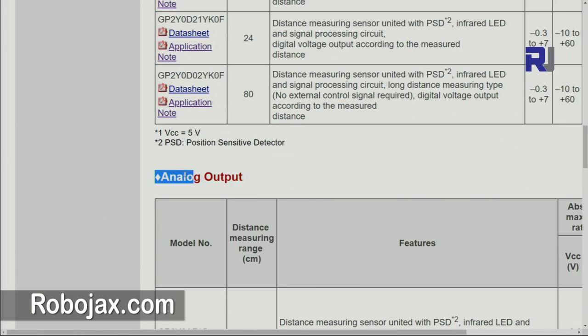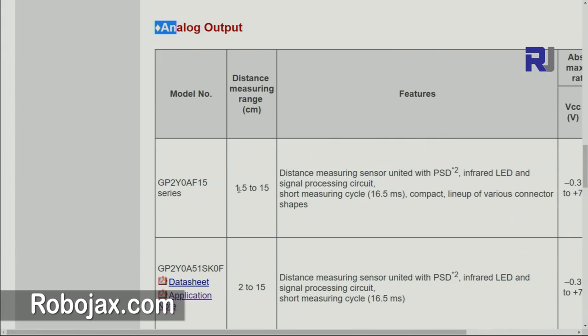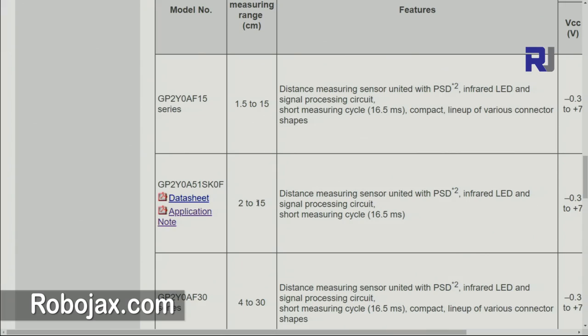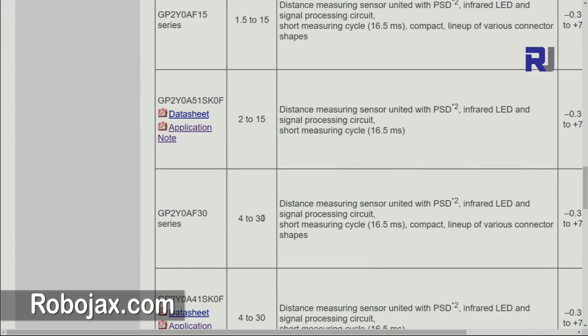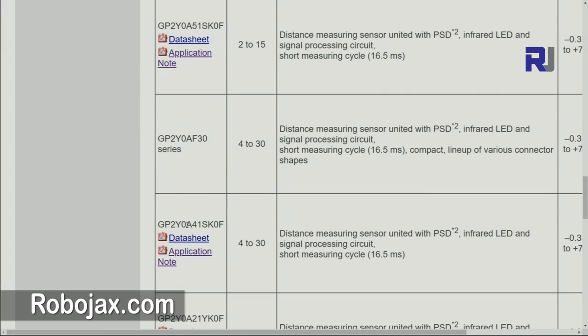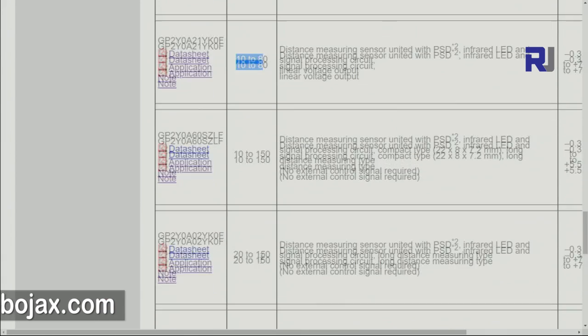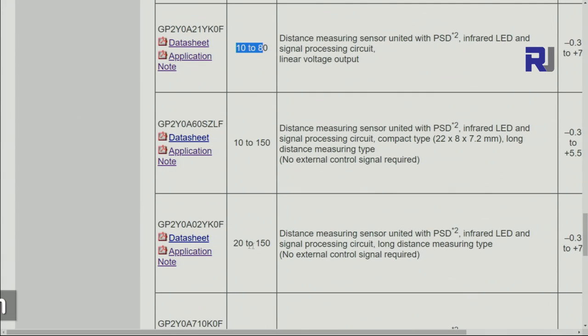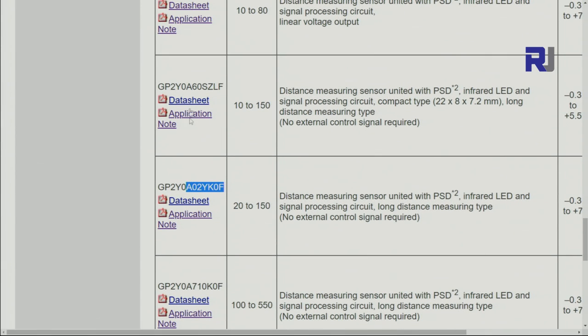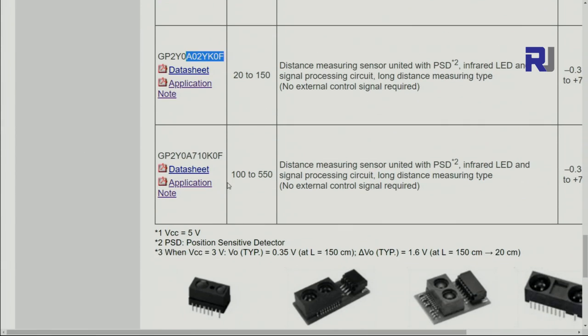Here is the one that we need, the analog one. This is 1.5 to 15 centimeter. This is 2 to 15, 2 to 30. And the one that I'm using is this one, A41SK, which measures from 4 to 30 centimeter. And also we have higher versions, which go from 10 to 80, 10 to 150, and from 20 to 150. This is the model if you're looking for it, and the other one.